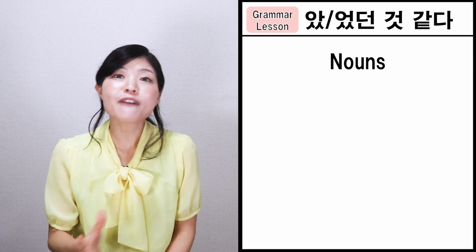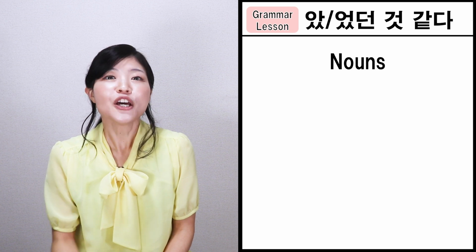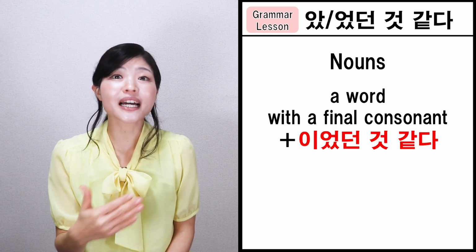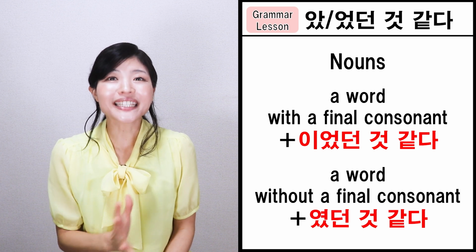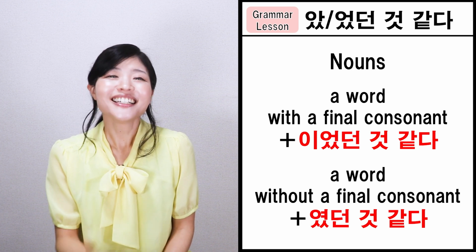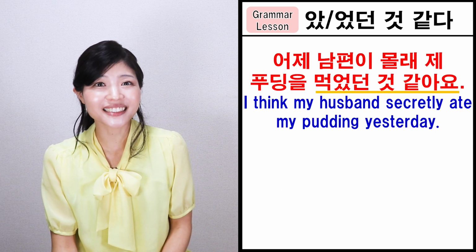For nouns, if a word has a final consonant, you attach 이었던 것 같다. If a word does not have a final consonant, you attach 였던 것 같다. Now, let's read a sample sentence.